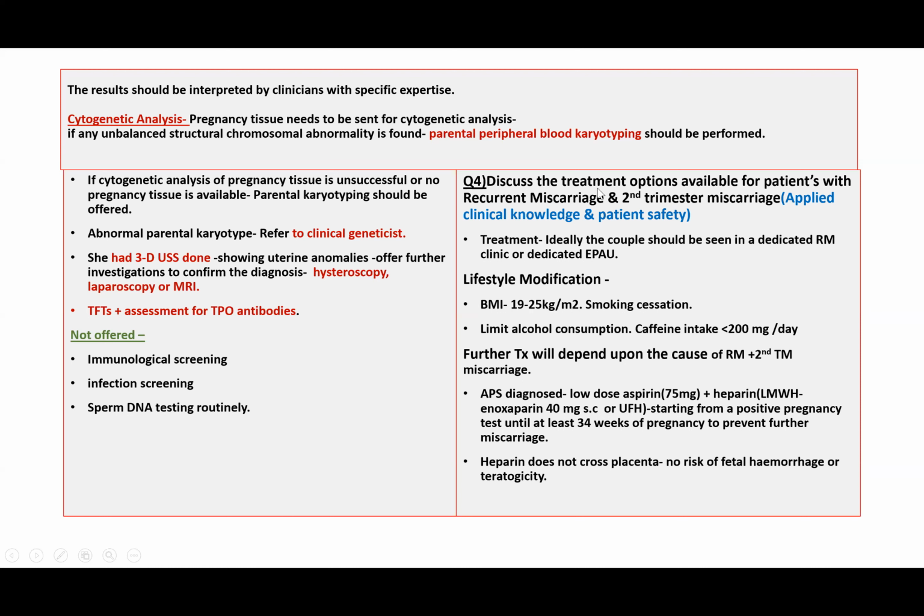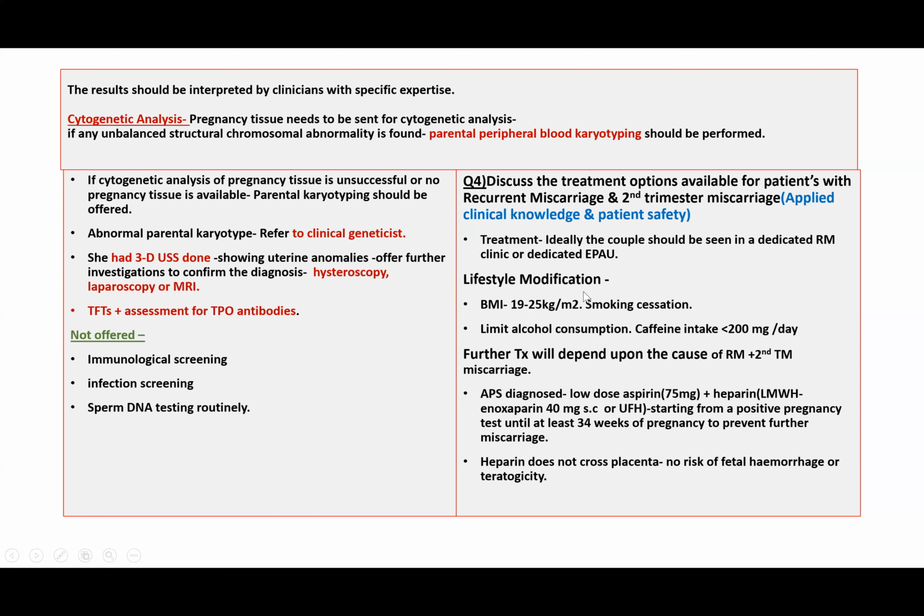Okay, last question was you have to discuss the treatment options available for the patients with recurrent miscarriage and second trimester miscarriage. So keeping this patient in mind also, you can tell that ideally the couple be seen in a dedicated recurrent miscarriage clinic or dedicated early pregnancy assessment unit.